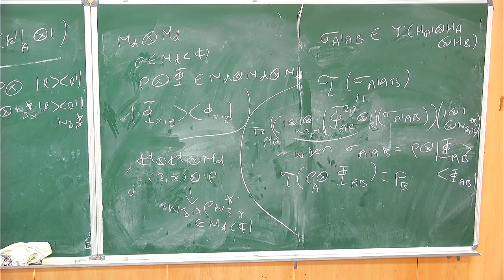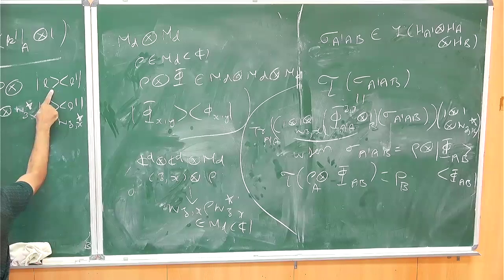This trace of A prime A, if you want, you can consider this as the scalar trace of A prime A, tensor 1. The scalar trace of A prime A is an inner product on the matrices. Okay, so you are actually taking the inner product of this vector and this vector.